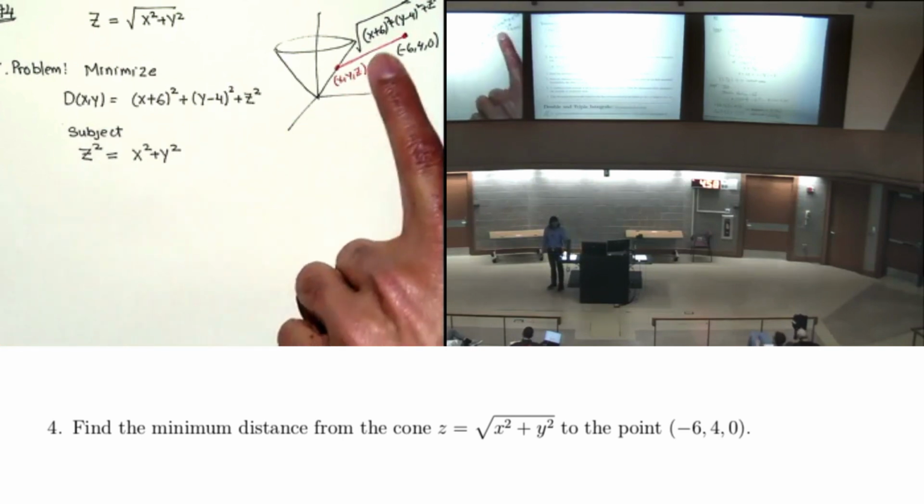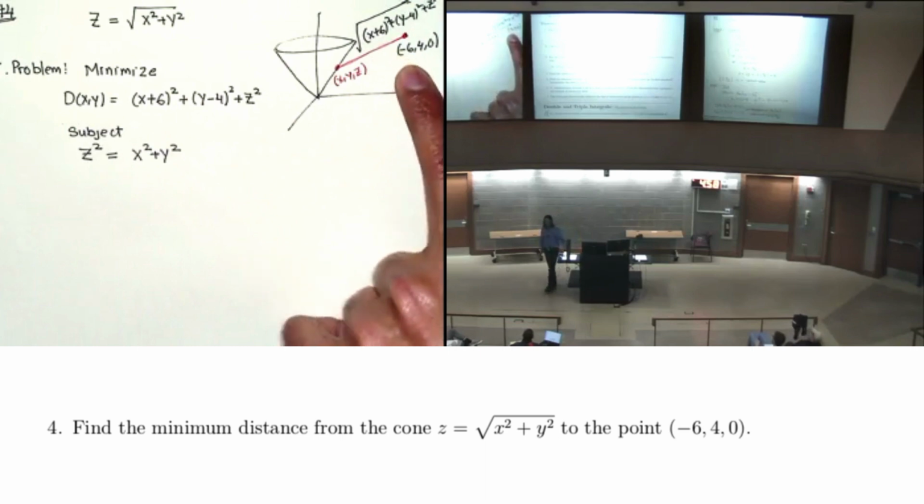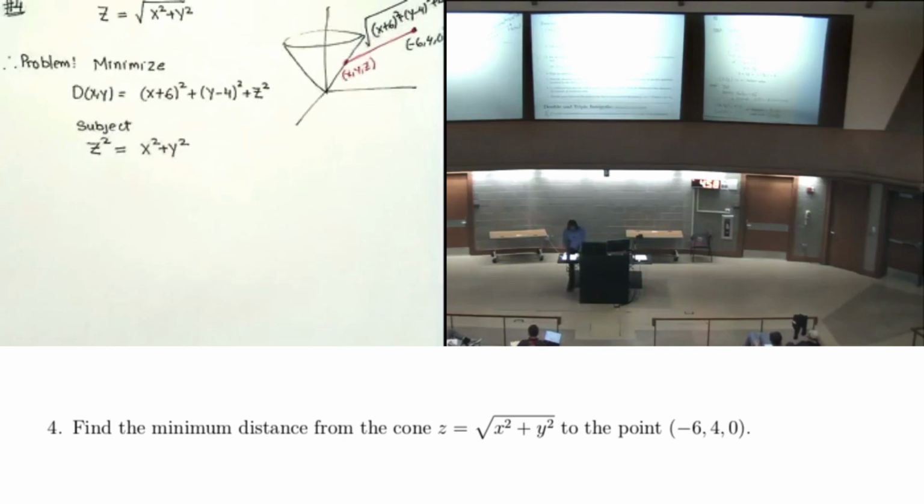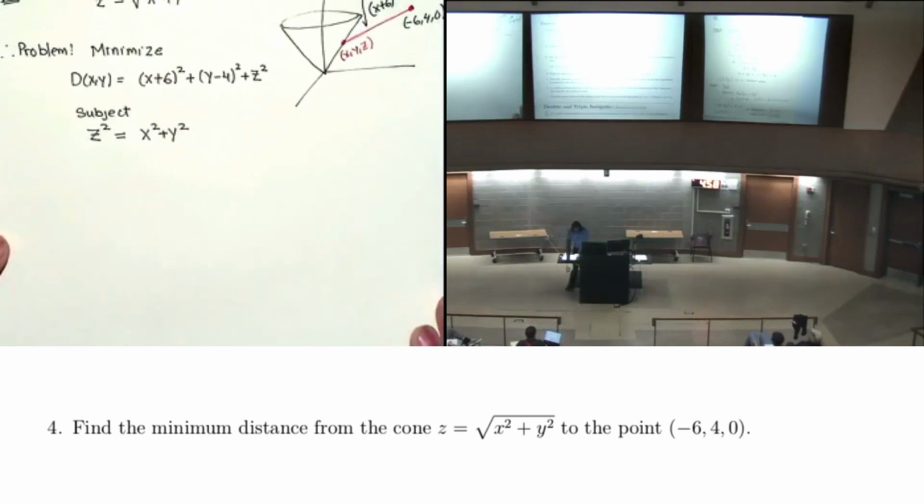If it goes off the cone, then I know my minimizer is the obvious point, (-6, 4, 0). So my goal is to stay on the cone and at the same time minimize the distance. That is called an optimizing problem. Okay, let's see how we're going to do it.